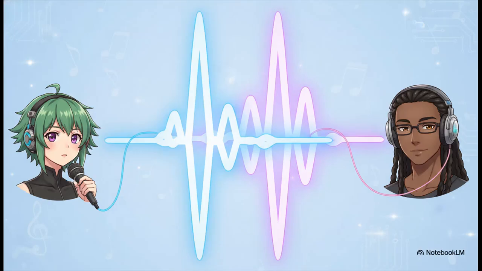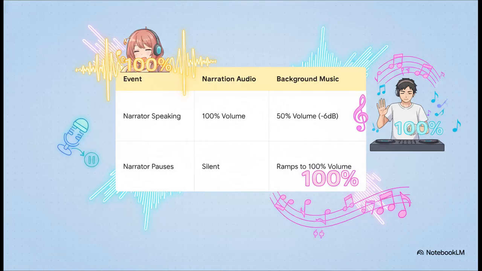Now, any good storyteller knows that audio is king, right? A great story needs great audio. So, to make sure the narration is always crystal clear and professional sounding, the system uses this really clever technique called intelligent audio ducking. It's super simple, but it's what the pros do. Whenever the narrator starts talking, the background music volume automatically drops by 6 decibels, which basically cuts the volume in half. Then, the second the narrator pauses, the music smoothly ramps right back up to full volume. It's exactly what a human audio engineer would do in a studio, but here it just happens, completely on its own.